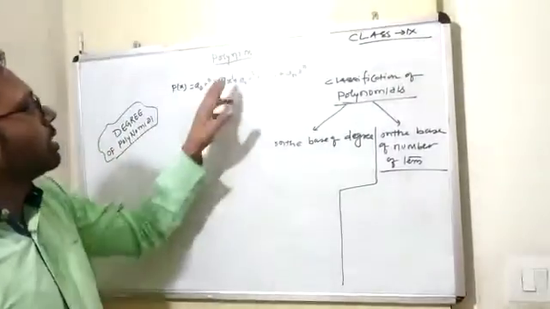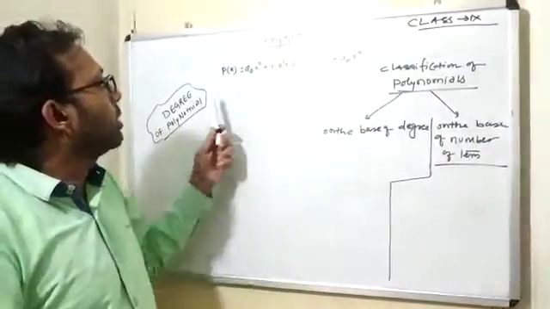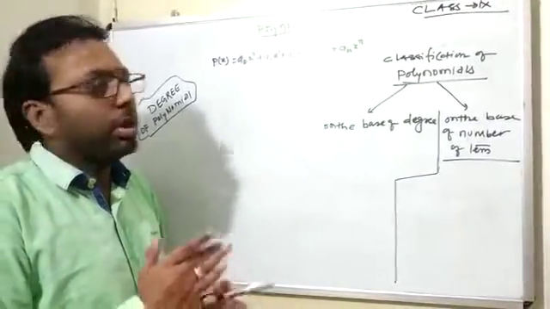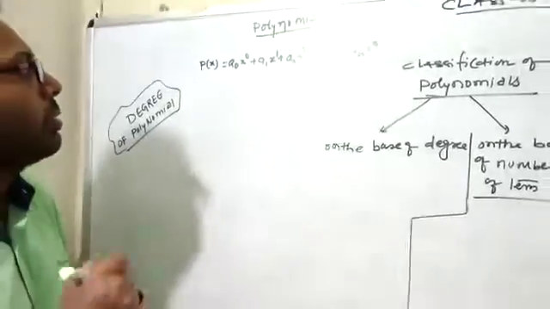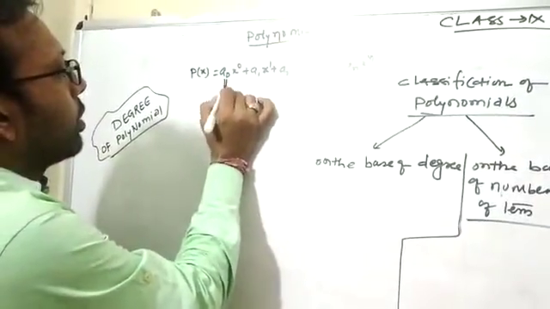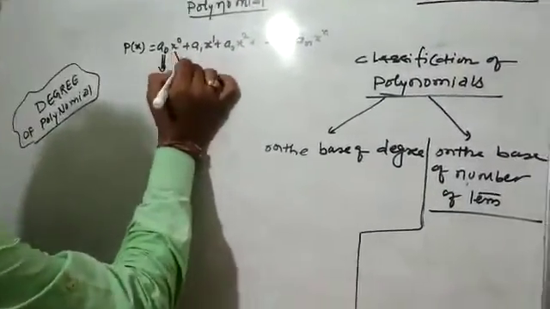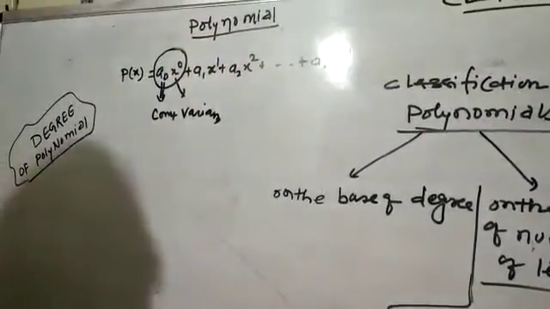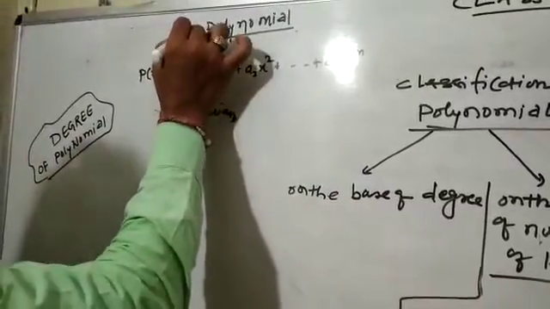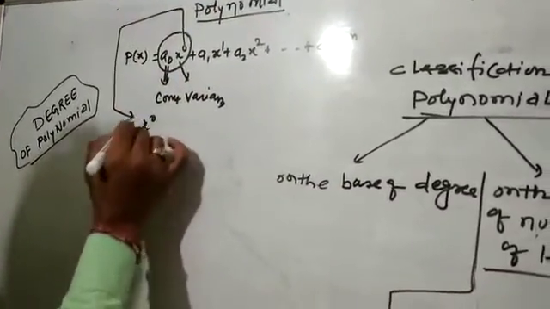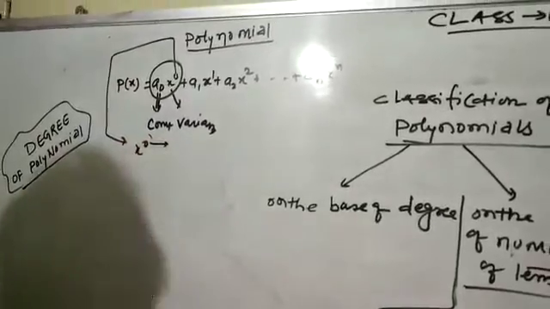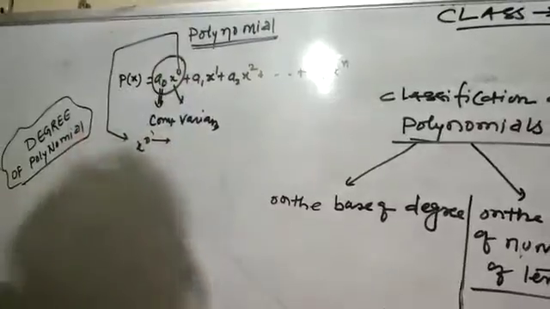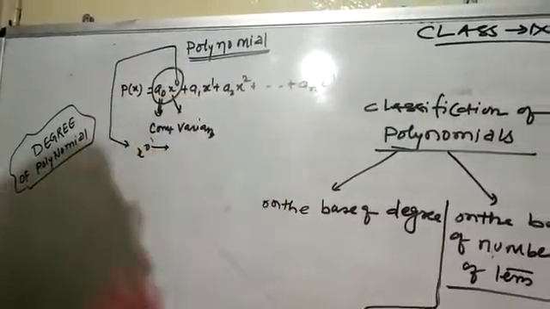So last class we discussed polynomials. A polynomial is a combination of a constant plus terms with non-negative integer powers. This is the constant, this is the variable, and this whole thing is called a term. The power of x, for example x to the power 0, is a non-negative integer, because the main thing in a polynomial is that the power of x should not be negative.